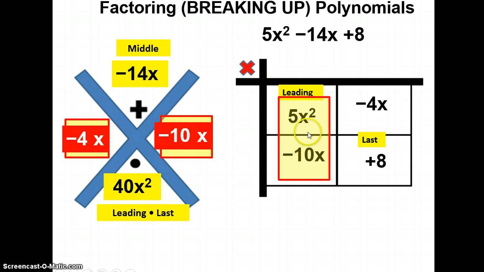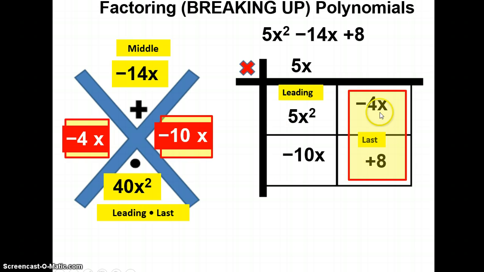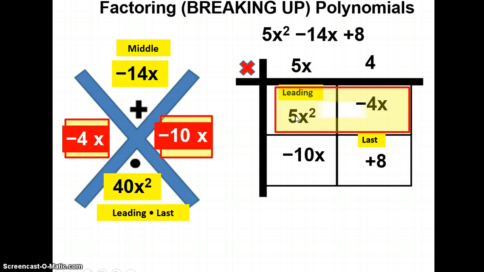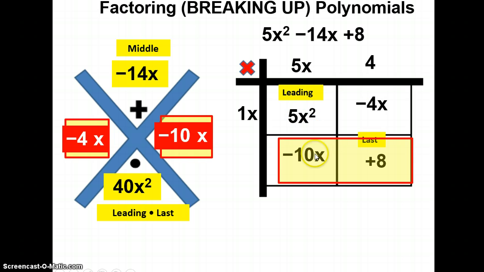What do these two have in common? They have an x. What multiple do they have in common? 5. Great. What do these two have in common? What are they both a multiple of? 4. Awesome. What do these two have in common? 1x. Great. What do these two have in common? What are they both a multiple of?